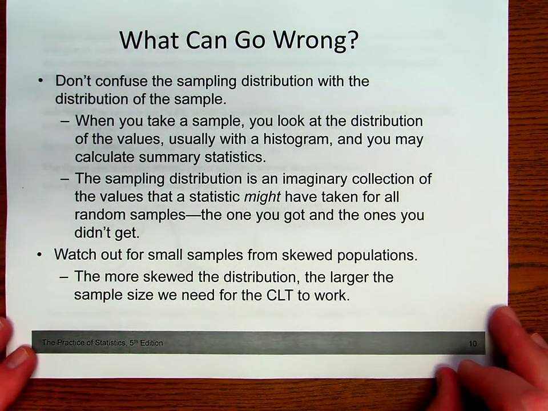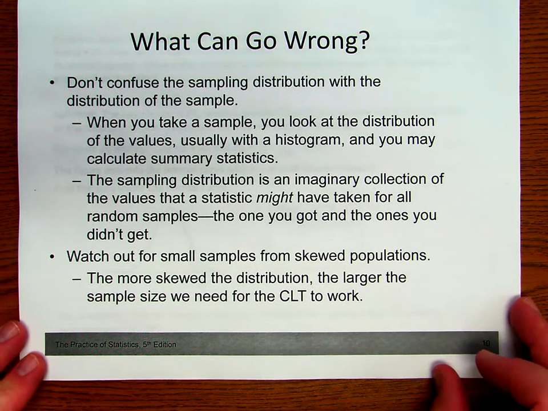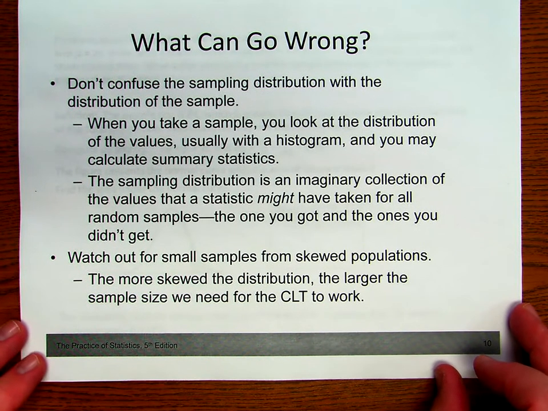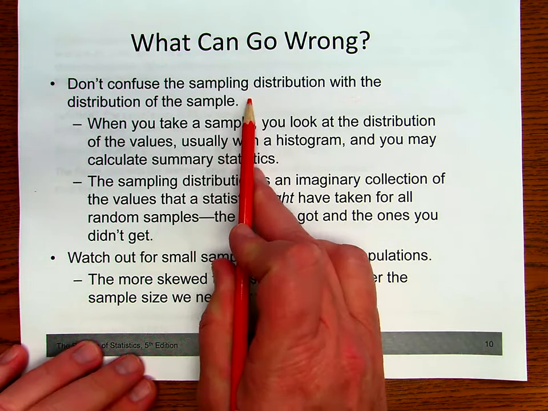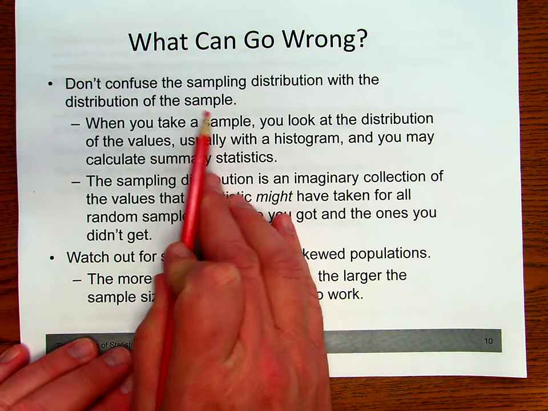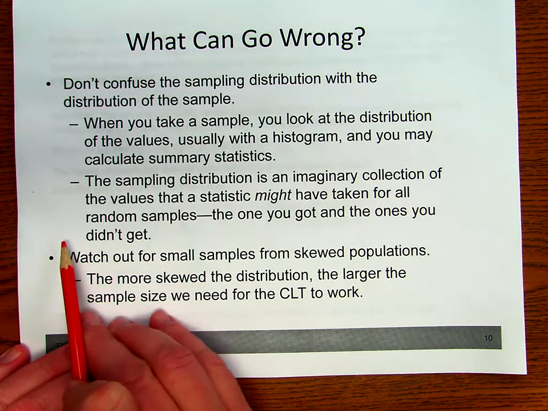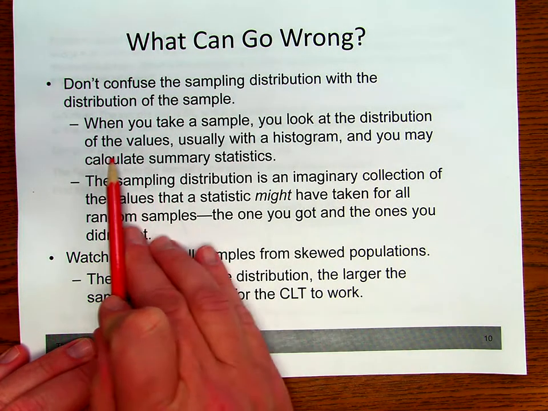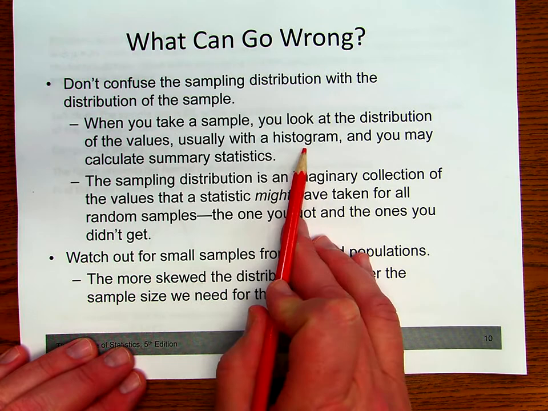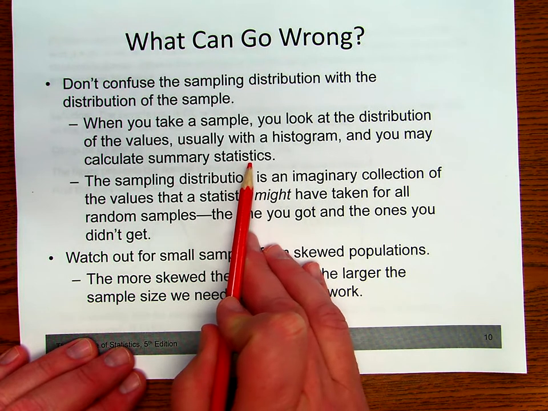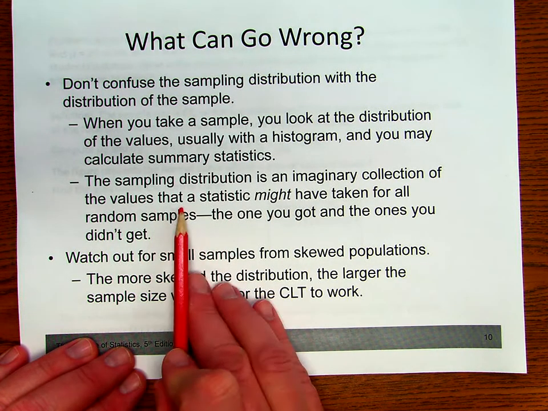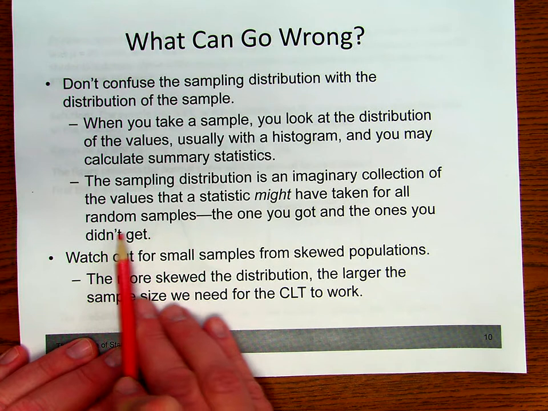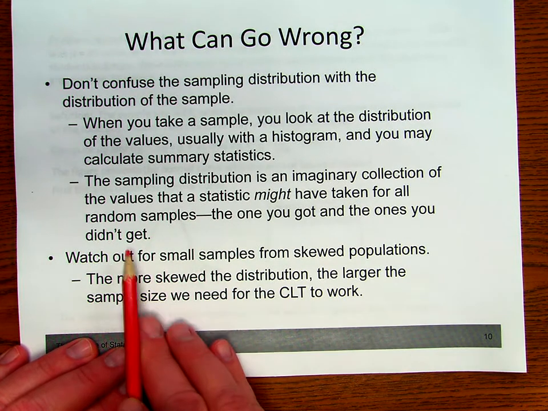All right, some warnings again with vocabulary and some ideas that you want to make sure that you have straight. Don't confuse sampling distribution with the distribution of the sample. Those are two different things. When you take a sample, you look at the distribution of values, usually with a histogram, and you may calculate summary statistics. The sampling distribution is an imaginary collection of the values that the statistic might have taken for all random samples, the one you got and the one you didn't get.